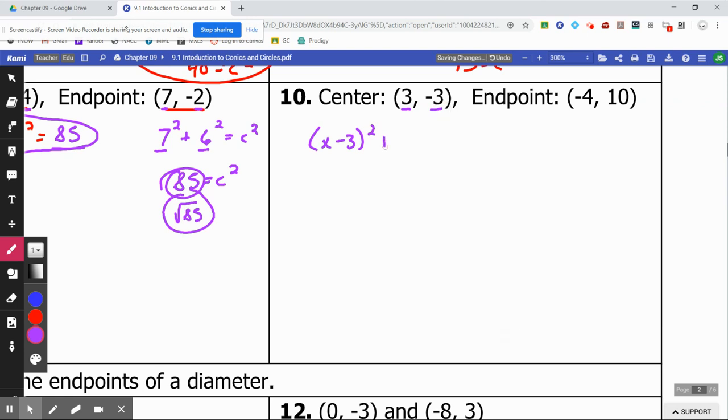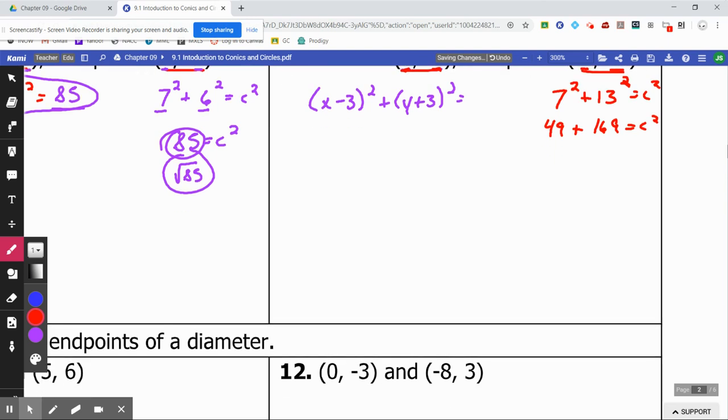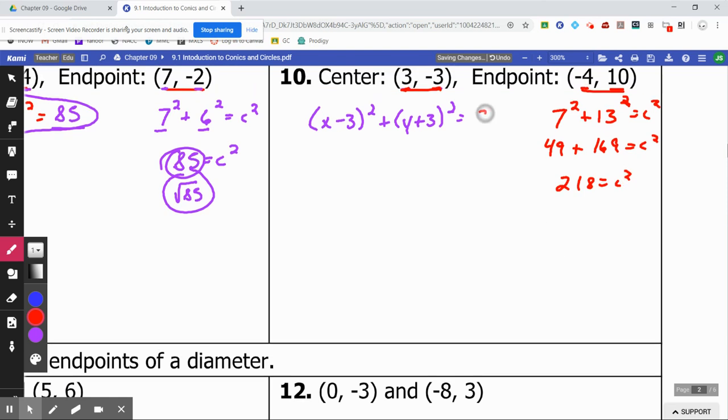Down 3, that's going to be y plus 3. And I need, again, a radius. Radius is the distance from the center to the outside. The distance from 3 to -4 is 7. The distance from -3 to 10 is 13. Now, that's some rather large numbers, but we're still just doing Pythagorean theorem. 49 plus 169 is 218, which equals c squared. So c will be root 218. But we've got to square it anyway, so let's just put the 218 right there.